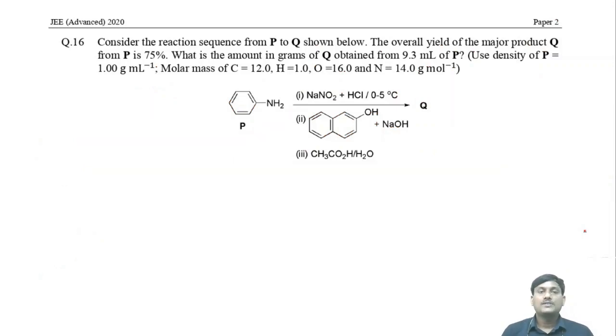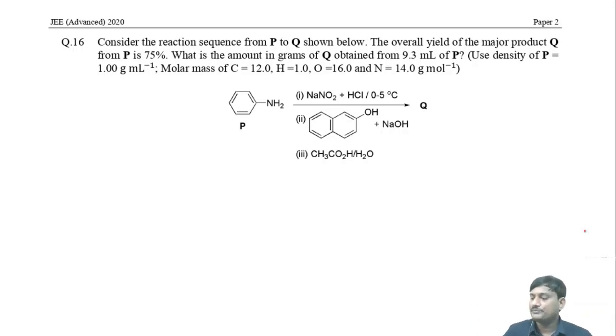Okay, consider the reaction sequence from P to Q shown below. The overall yield of the major product Q from P is 75%. What is the amount in grams of Q obtained from 9.3 ml of P? Density is given as 1.00 gram per ml. Molar masses of carbon, hydrogen, oxygen, and nitrogen are given.